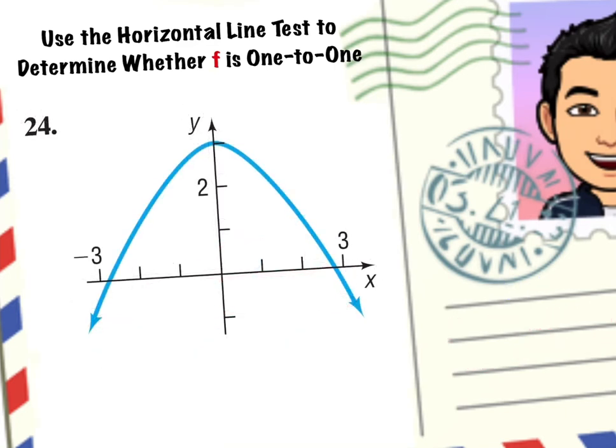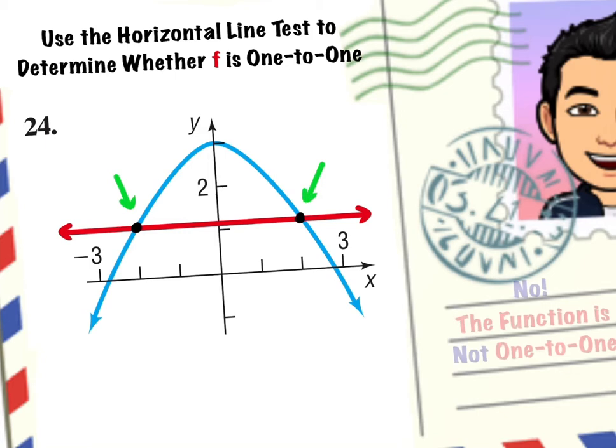For number 24, let's bring out the horizontal line test. All I need is one horizontal line, and you can see that there are 2 points of intersection. So you can say that no, the function is not one-to-one.